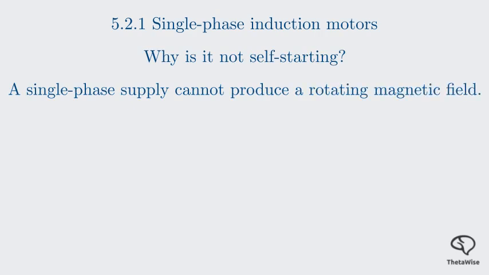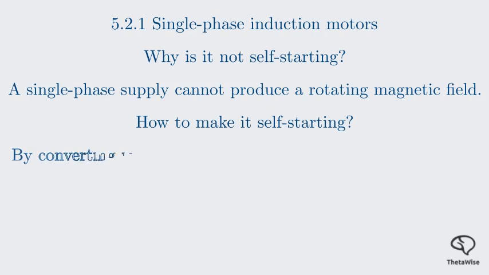Think of it this way. If you apply voltage and then manually give the rotor a push, it will start spinning. The pulsating field can sustain the motion, but it cannot initiate it. The direction it spins depends on which way you pushed it. This brings us to a crucial question. How do we make these motors self-starting?